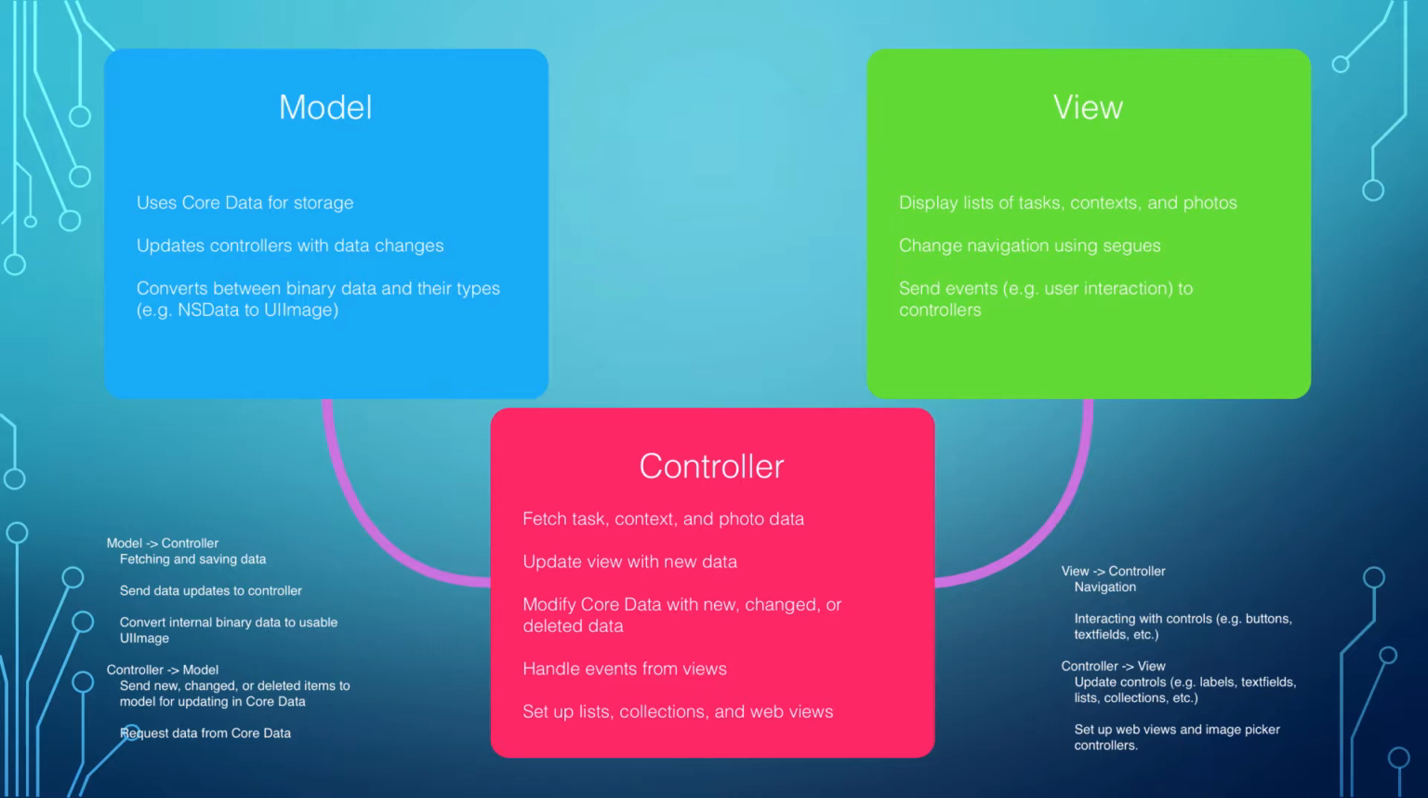The view displays all of the data provided by the controller, including the list of tasks, their details, context, and photos. It also handles the navigation between controllers and sends UI events to the controller. The controller sets up the view, gets data from the models, and updates the view with that data. It also sends back changes, creations, and deletions back to core data. Lastly, it handles the response to UI events from the view.